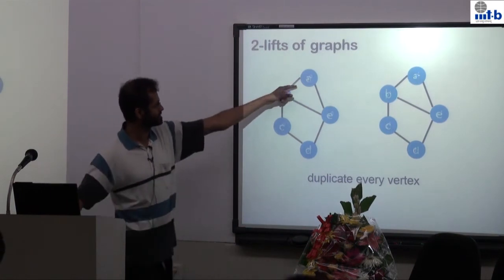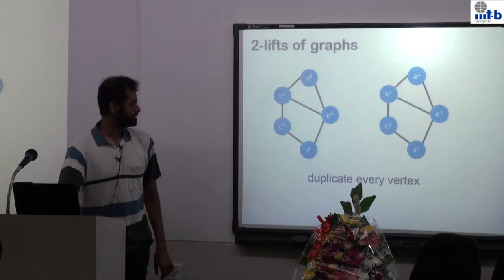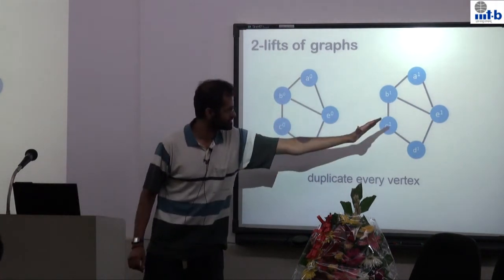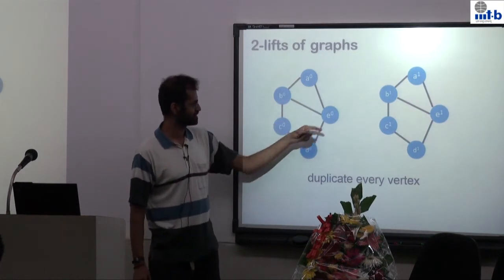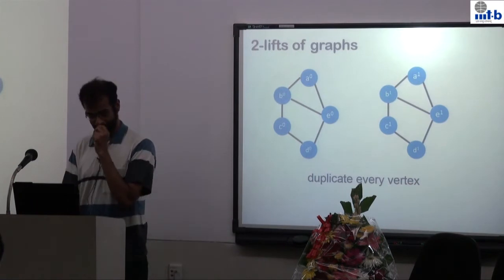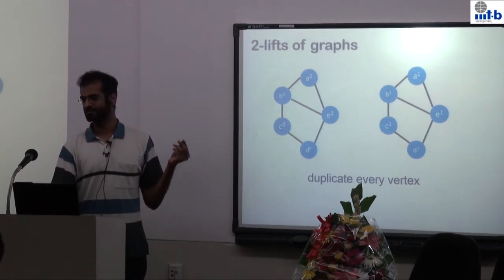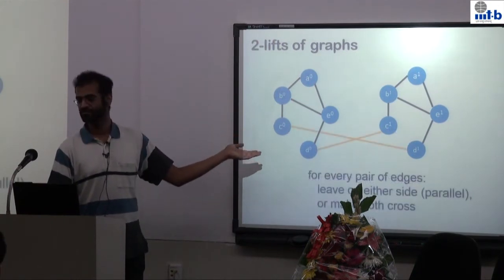And for every vertex, there are 2 copies, a0 and a1. All right? Okay. And now for every edge in the original graph, there are 2 parallel edges, right? So for this edge c0, d0, for the edge cd, there's c0, d0, and c1, d1. Okay. And now for each of these pairs of edges, I'm going to make a decision. I'm going to either leave it as it is, or I'm going to cross it.